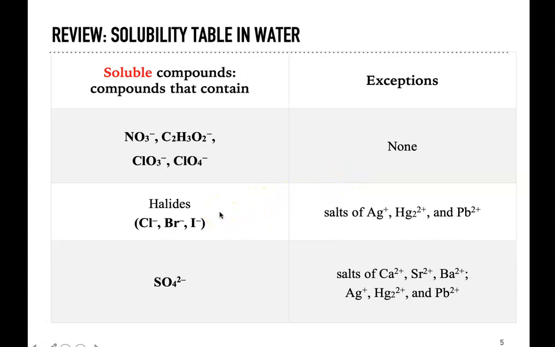Now, when the compound contains halide, chloride, bromide, or iodide, that is usually soluble, there are certain exceptions. When the halide is combined with silver ion, mercury(I) ion, or lead(II) ion, then it becomes insoluble. Sulfate ion is usually soluble, but in combination with alkaline earth metals, for example calcium 2+, strontium, barium ions, or silver ion, mercury(I) ion, lead 2+ ion, then it becomes insoluble. This one is now a common factor with the insoluble exceptions with halides.